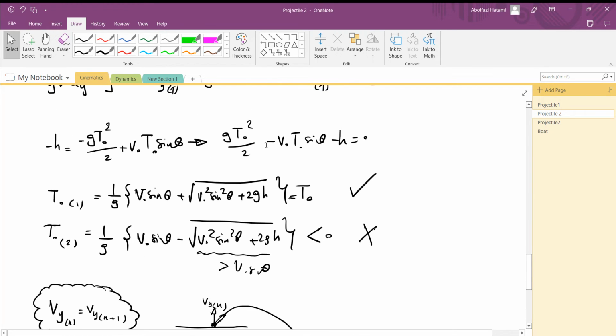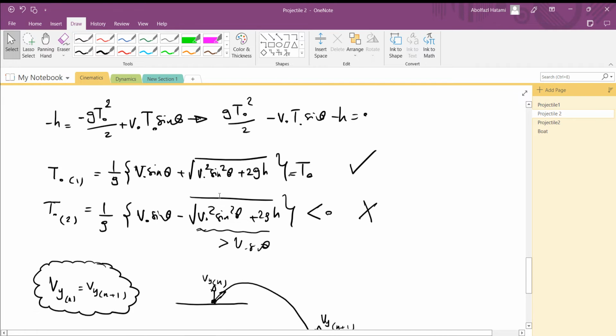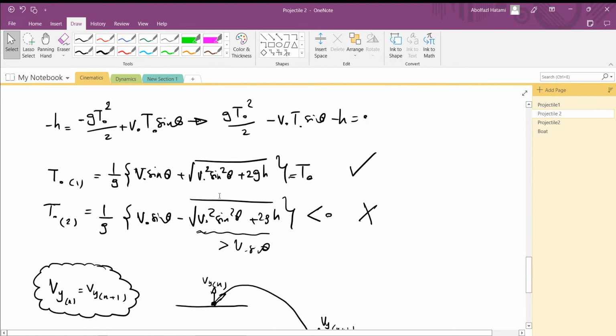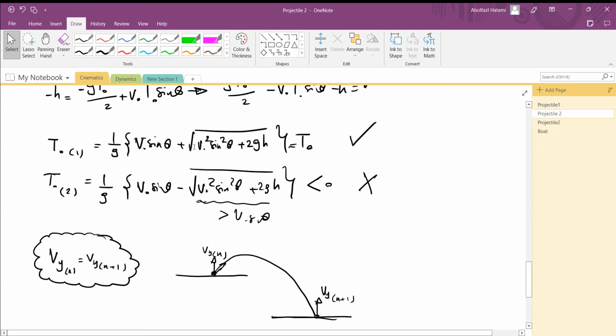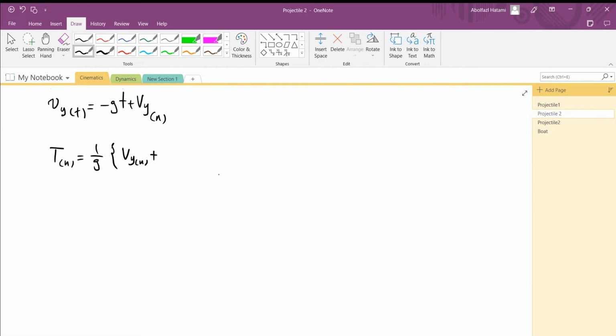plus, here I wrote, plus radical v0 squared sine squared theta plus 2gh, where v0 sine theta is actually vy after the shot. But after the nth shot it becomes vyn plus radical vyn squared plus 2gh.